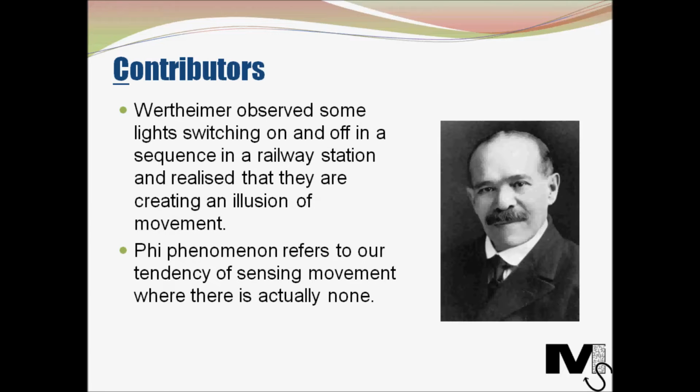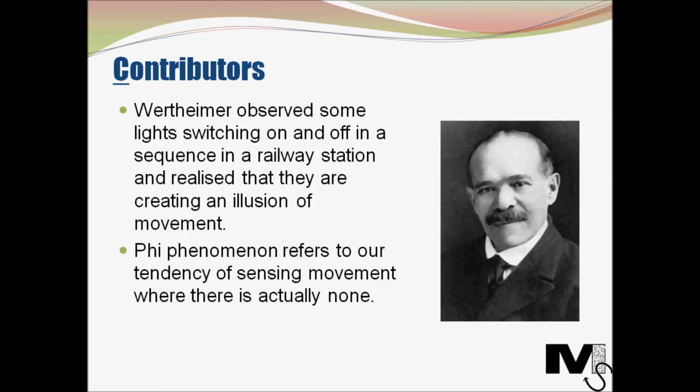So, who came up with Gestalt Psychology? Gestalt Psychology was founded in Germany by Max Wertheimer and supported by Kurt Koffka and Wolfgang Kohler. Wertheimer observed some lights switching on and off in a sequence in a railway station and realized that they're actually creating an illusion of movement. He called this the phi phenomena. This refers to our tendency of sensing movement where there is actually none, and this is what eventually gave birth to Gestalt Psychology.